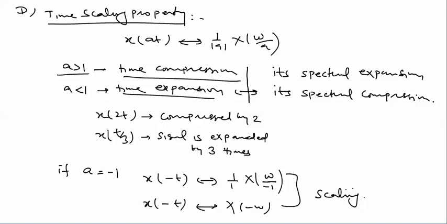Now, before discussing the very important property of duality, let's discuss some basic pairs. Delta(t) equals 1 is a basic Fourier transform pair. If 1 is multiplied with 1, the inverse Fourier transform is 2 pi delta(omega). How does it come from the inverse Fourier transform?